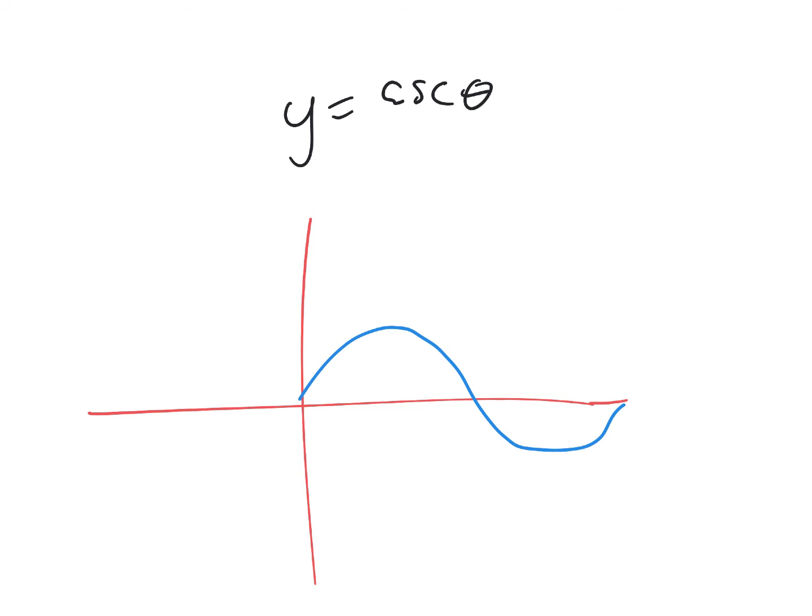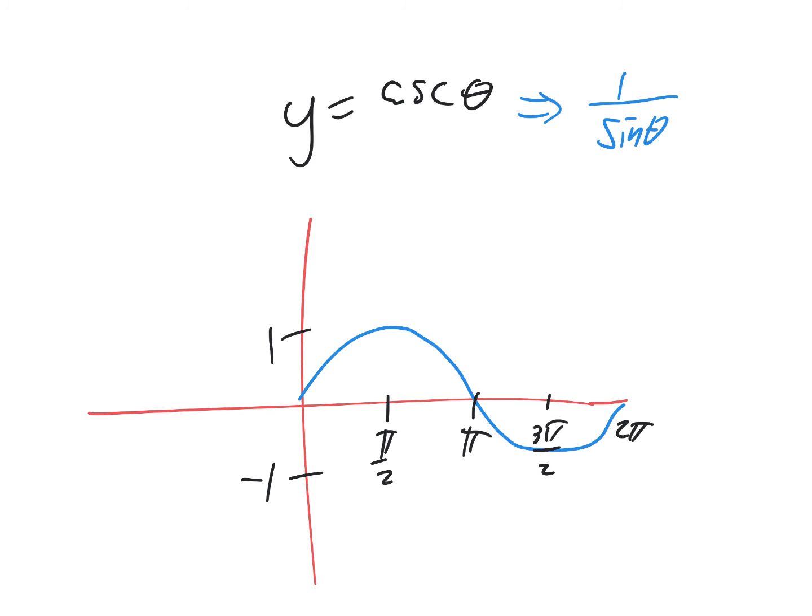If I'm doing cosecant, I got to have all these labeled: 2 pi, pi, pi over 2, 3 pi over 2, 1, negative 1. And now cosecant is really 1 over sine. So wherever sine hits 0, asymptotes. Asymptote, asymptote, asymptote.